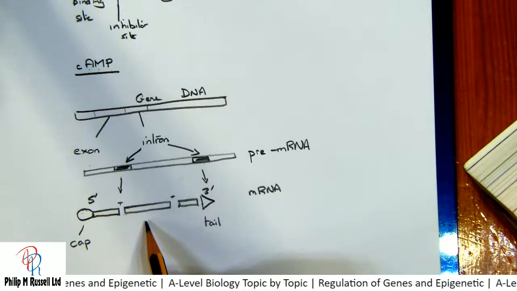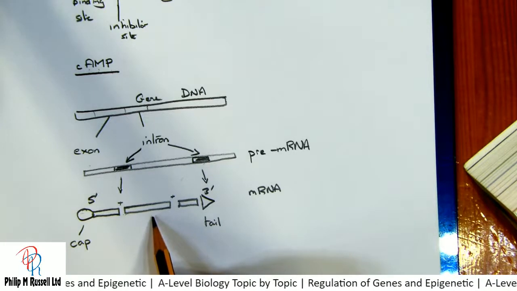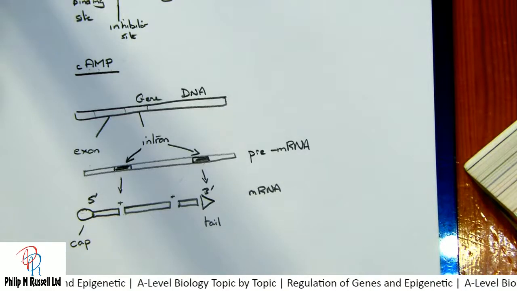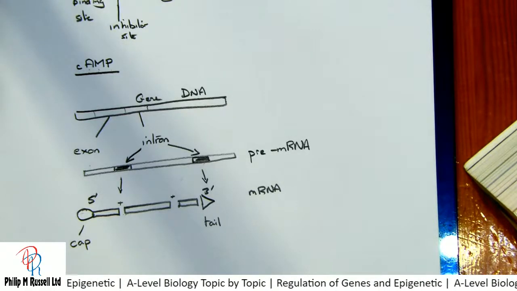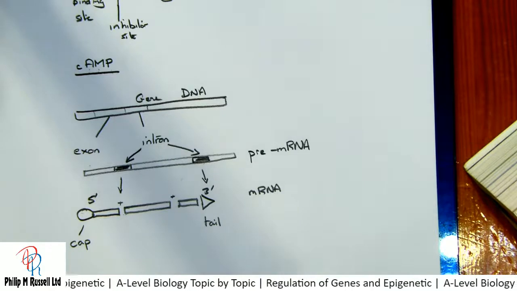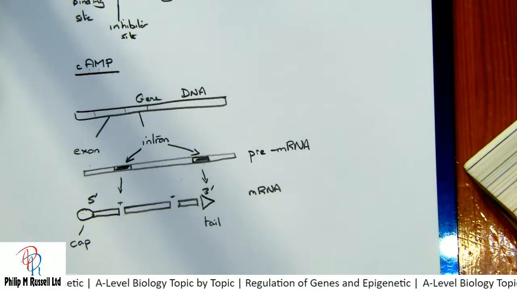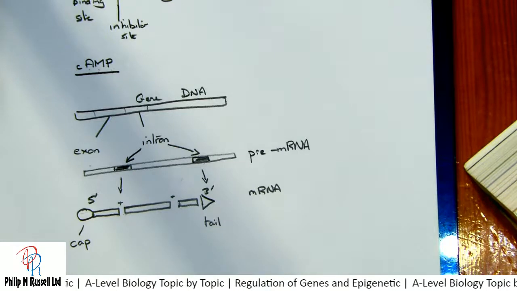and we've got this splicing occurring here where the RNA has been cut at specific points. The introns, which are sort of non-coding pieces of DNA, are removed, and the exons, which are the coding pieces of the DNA, are joined together. And this all occurs within the nucleus.